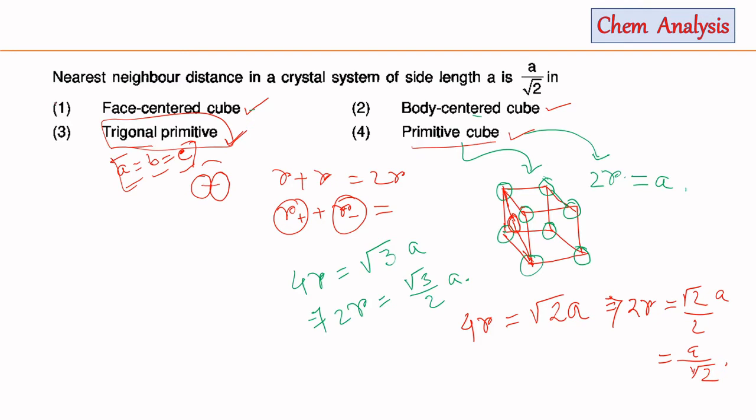So we can see that for a face centered cubic lattice, the distance between two neighboring atoms is equal to a by root 2, where a is the side length of the cube. So option number A, the first option, is the correct answer. And for trigonal primitive also, it will act like primitive cubic, and for that also the neighboring atom distance will be equal to the side length of the cube, that is a.